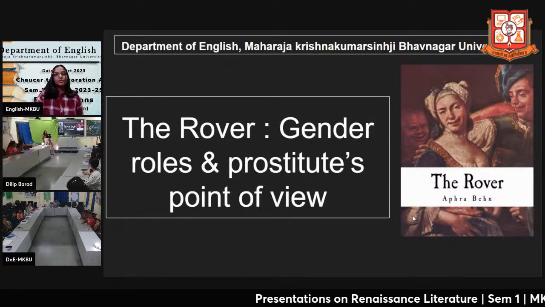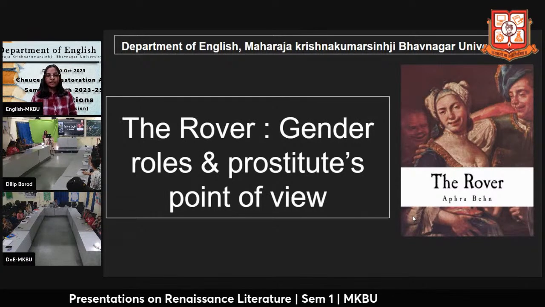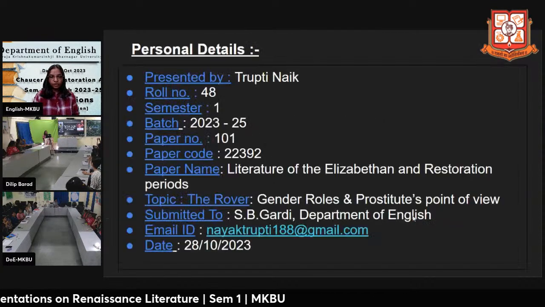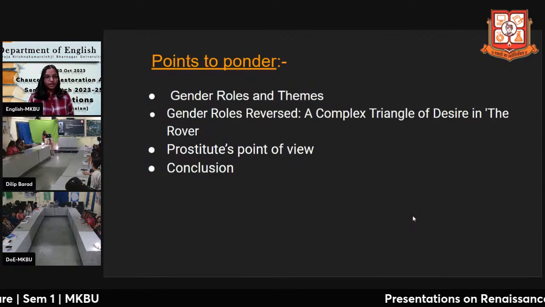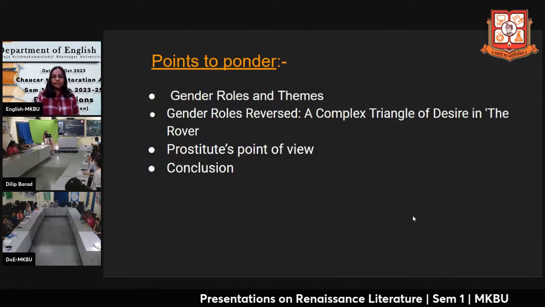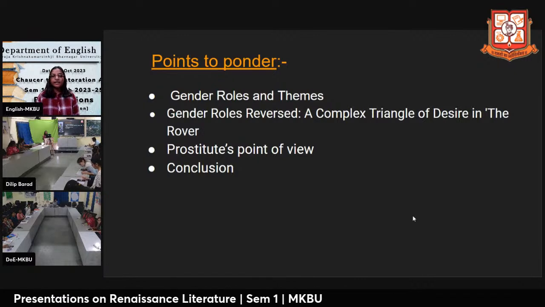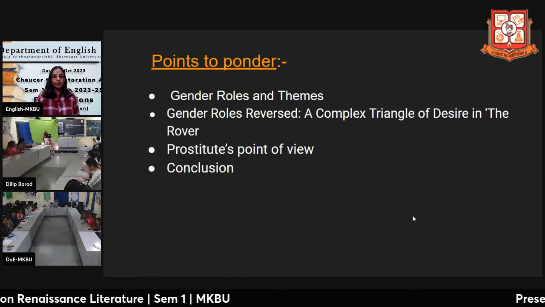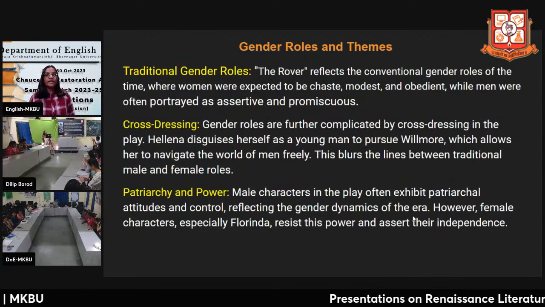Okay. So hello everyone. My topic is The Rover: gender roles and the prostitute's point of view. This is my personal details. These are the points to ponder. First one is gender roles and themes. Then gender roles reversed, a complex triangle of desire in The Rover, then the prostitute's point of view, and in the last there is a conclusion.